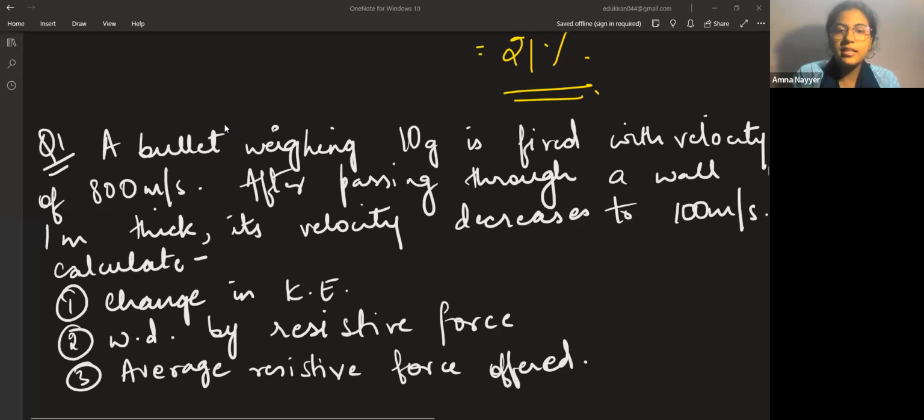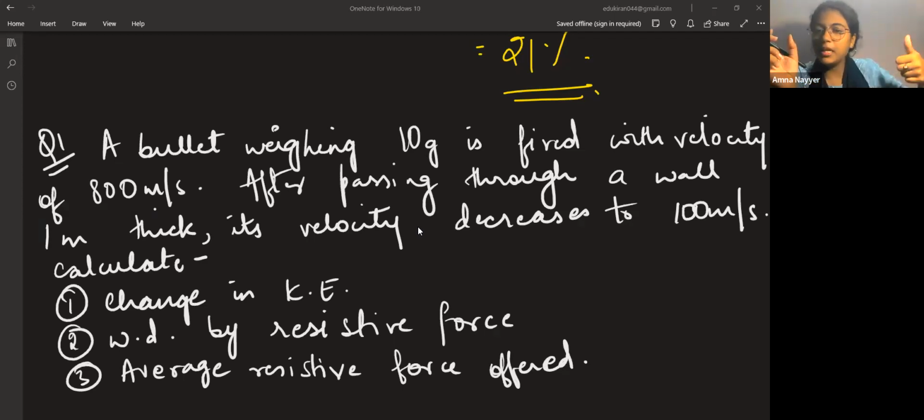See, this question says that a bullet weighing 10 gram is fired with a velocity of 800 meter per second. When it passes through a wall which is 1 meter thick, the velocity which was initially 800 meter per second now becomes 100 meter per second. So you have the initial and final velocity. You have the displacement that the bullet has to cover because you already know the thickness of the wall, and the weight also. So you have to first find the change in kinetic energy.